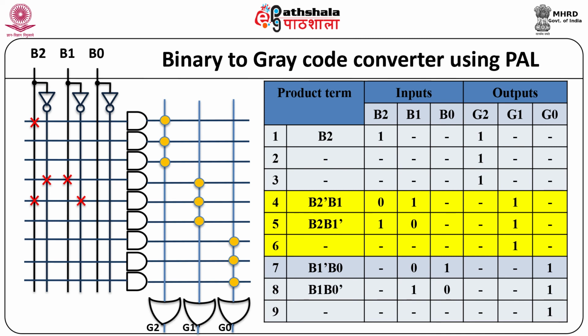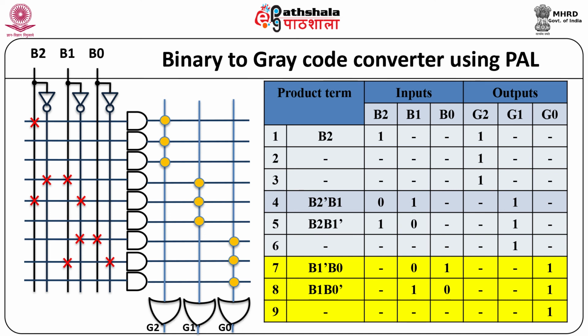Let us use programming table to obtain G1. In this case, only product term 4 and 5 are present and 6th product term is absent. The 4th product term contains B2 bar and B1, hence the crosslinks are provided between 4th AND gate and B2 bar, B1 input. Similar connections are made for 5th product term. No connections are required as 6th product term is absent.